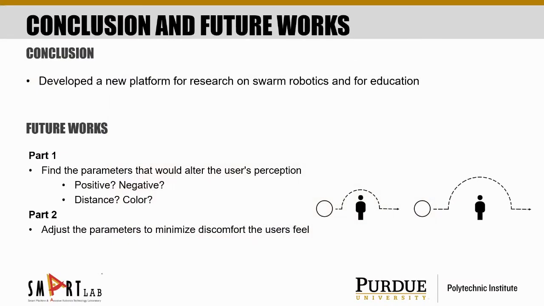In this project, we created a platform that is relatively cheap, open-sourced, and easy to learn. For our next step, we are planning to use the robot to conduct a user study on human perception of swarm robots. Existing literature suggests that colors and distance of the swarm could alter the perception of those who are watching them. Our goal is to first determine which parameters affect the user who interact with swarm robots in what way, so that we could conduct another study utilizing those parameters to minimize the discomfort of the users.